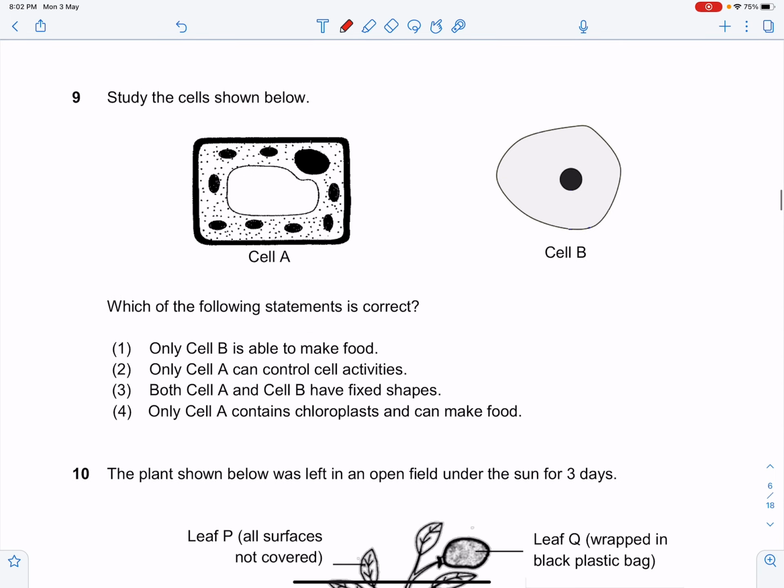Now, moving on to question 9. Which of the following statements is correct? Compare cell A and B, basically. So only cell B is able to make food. This is obviously wrong because it's lacking chloroplast.